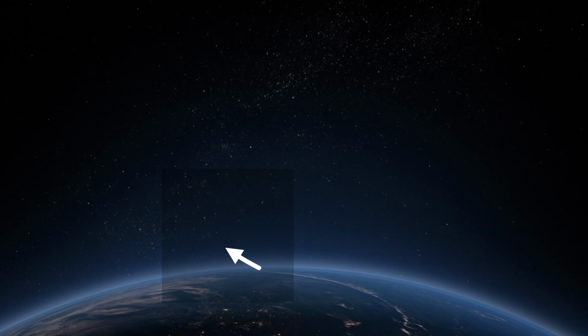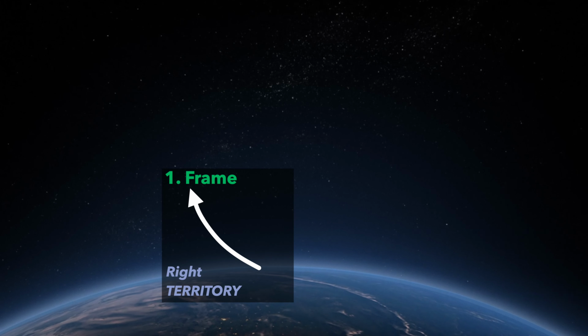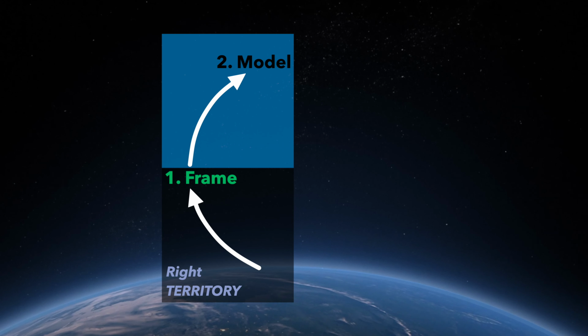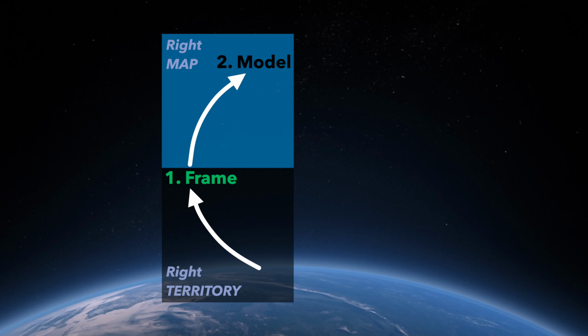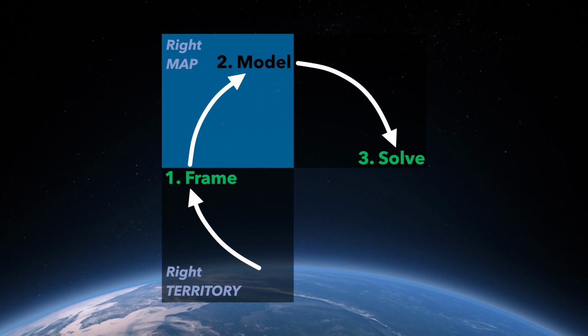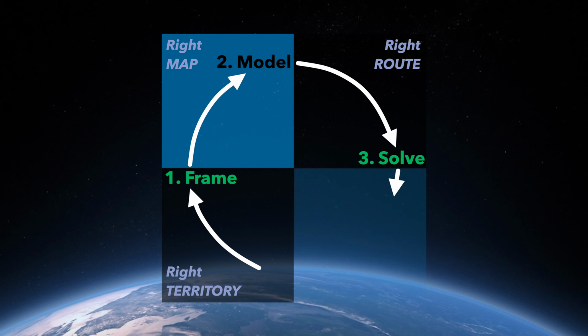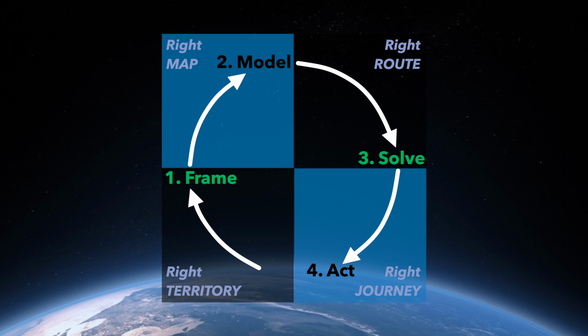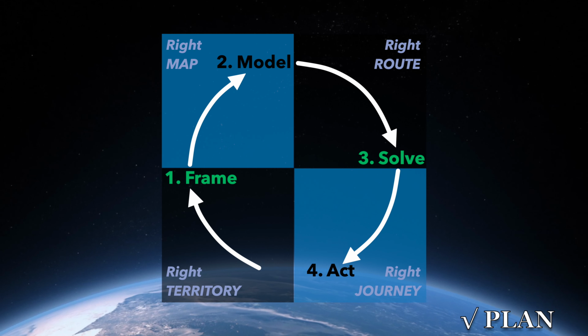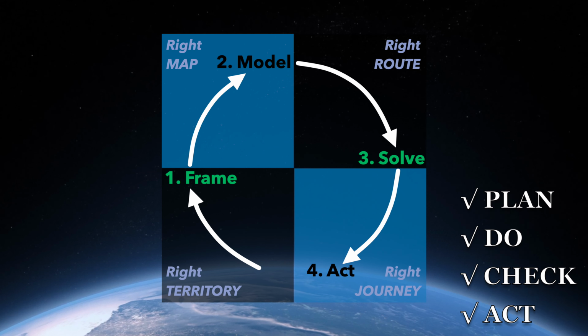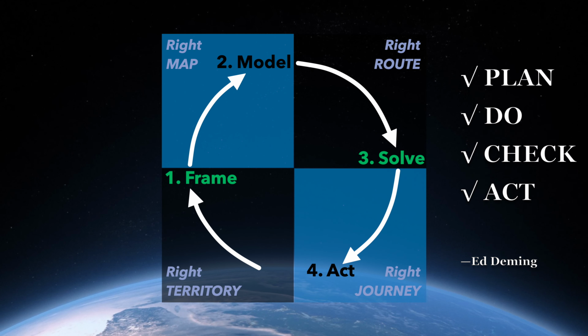In a previous video, I described our decision-making process as a learning loop with 4 steps. 1. Frame the problem. Choose the right territory. 2. Model cause. Create the right map. 3. Solve. Develop the right route or strategy. And 4. Act. Take the right journey by implementing the strategy. This is another version of the plan, do, check, act loop made famous in the TQM era by Ed Deming.